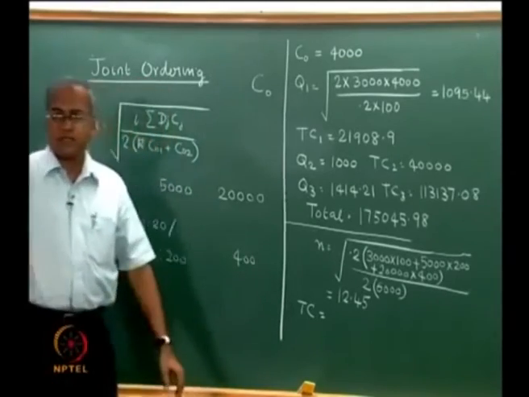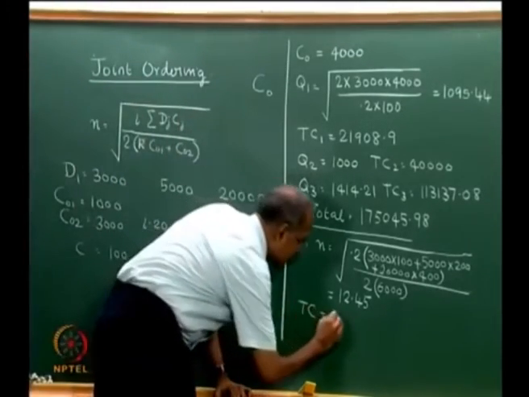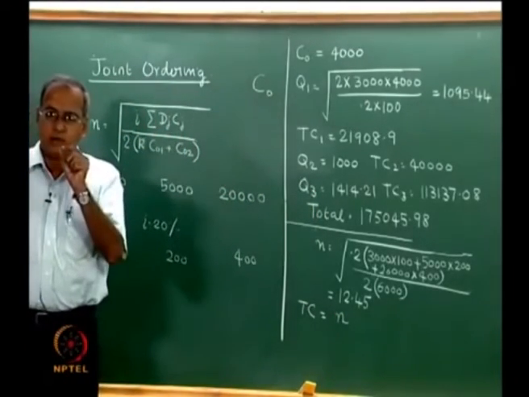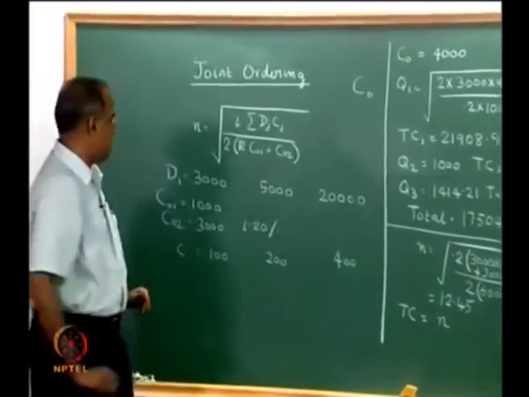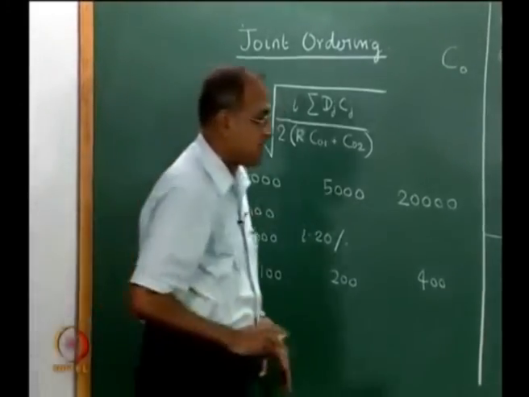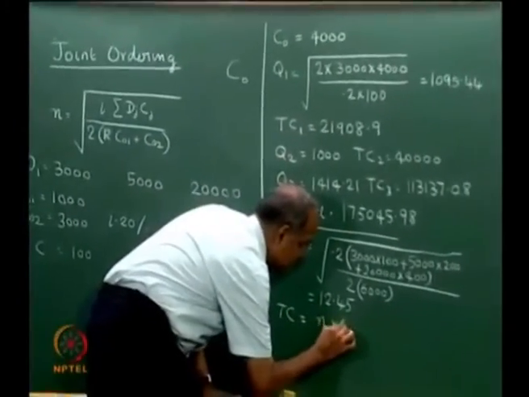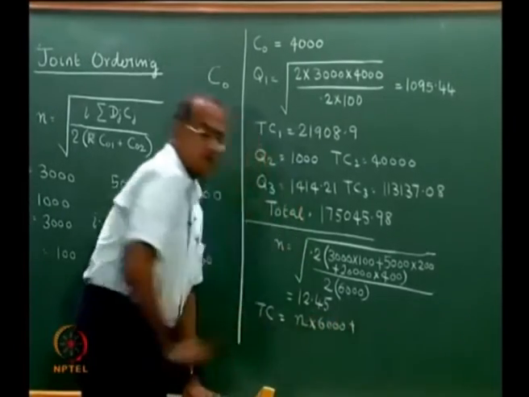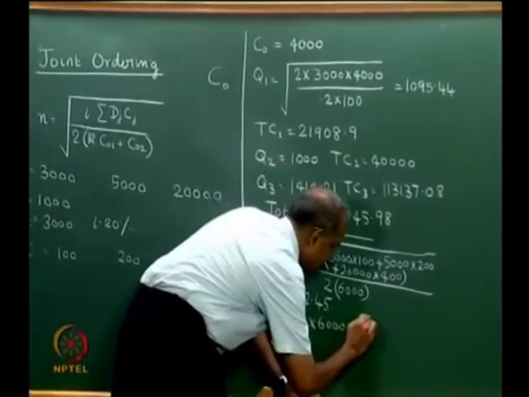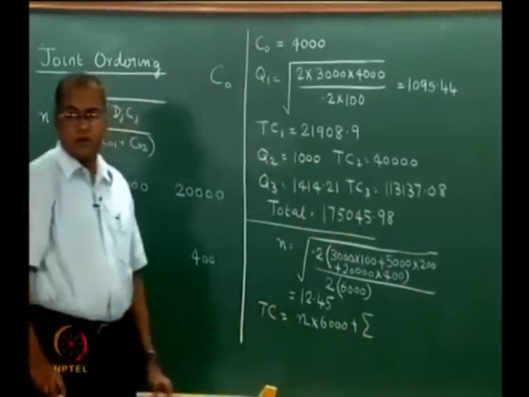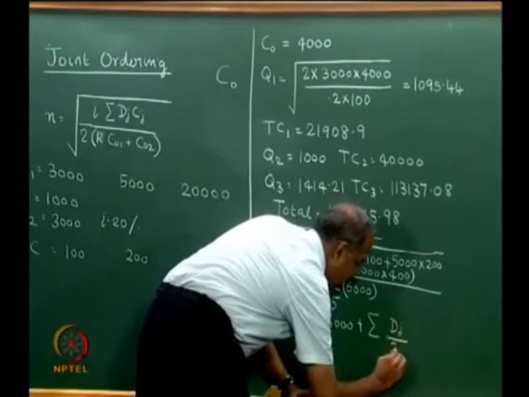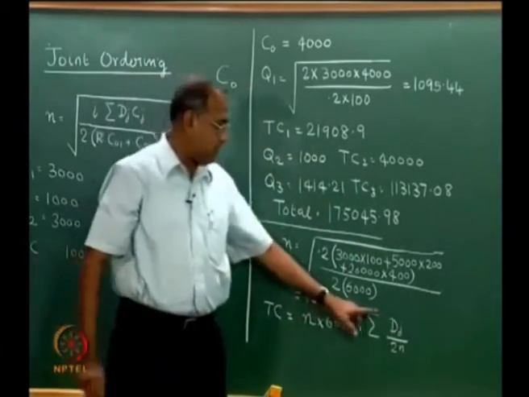Another way of looking at TC is, if we have n orders, for each order the ordering cost is going to be this 3000 plus 3 into 1000. So, it will be 6000. So, n into 6000 plus q by 2 into Cc. So, summation Dj by 2n, q equal to D by n.